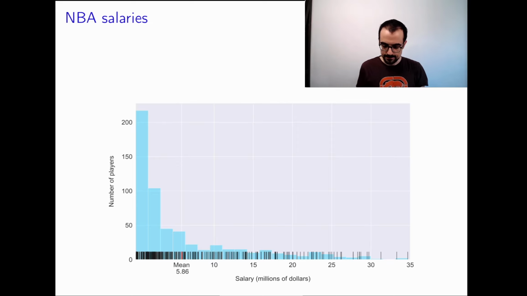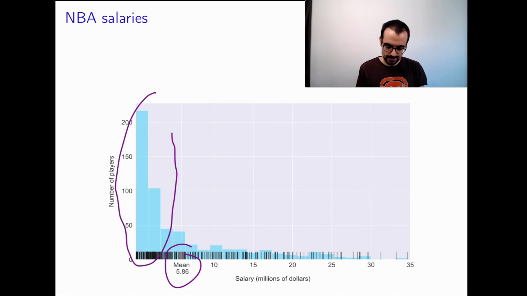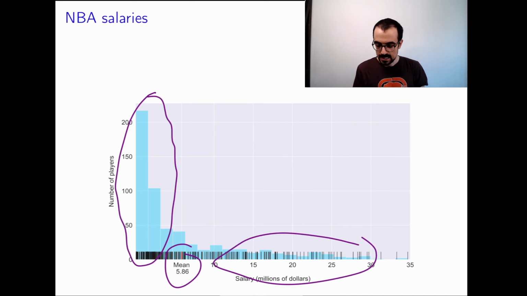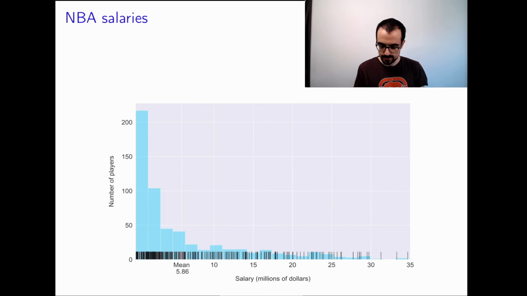Okay, so let's look at some real data. It's always good to look at some real data. These are NBA salaries in the 2017-2018 season. I computed the mean, and I'm showing you the histogram of the variables. You might notice that it seems like a lot of players are here and very few players are here. So we could ask, for example, how many players earn more than the mean? And naively, you might think, well, if it's kind of a typical value, I would expect half of them to earn more than the mean and half of them to earn less than the mean.